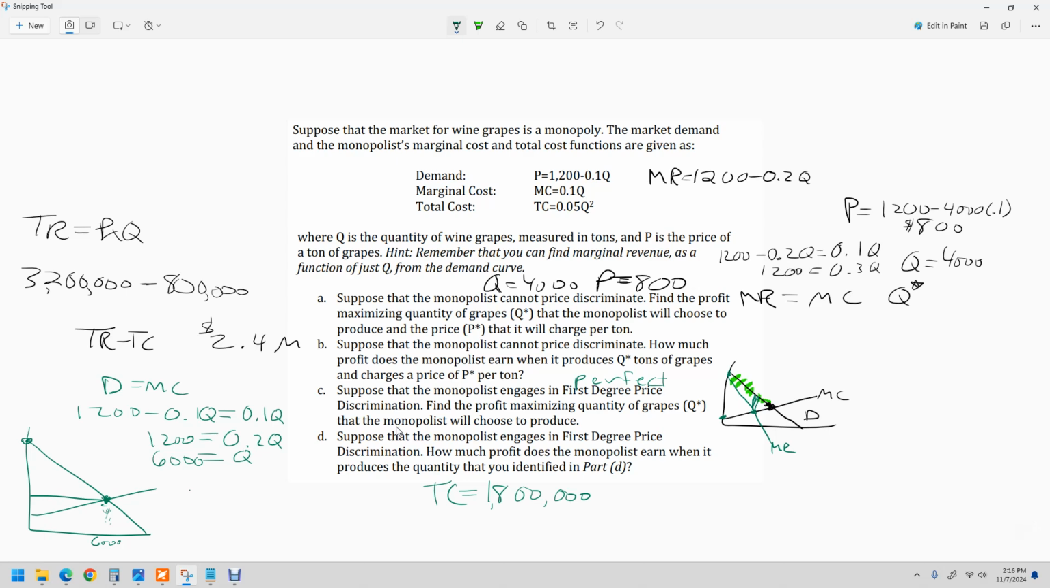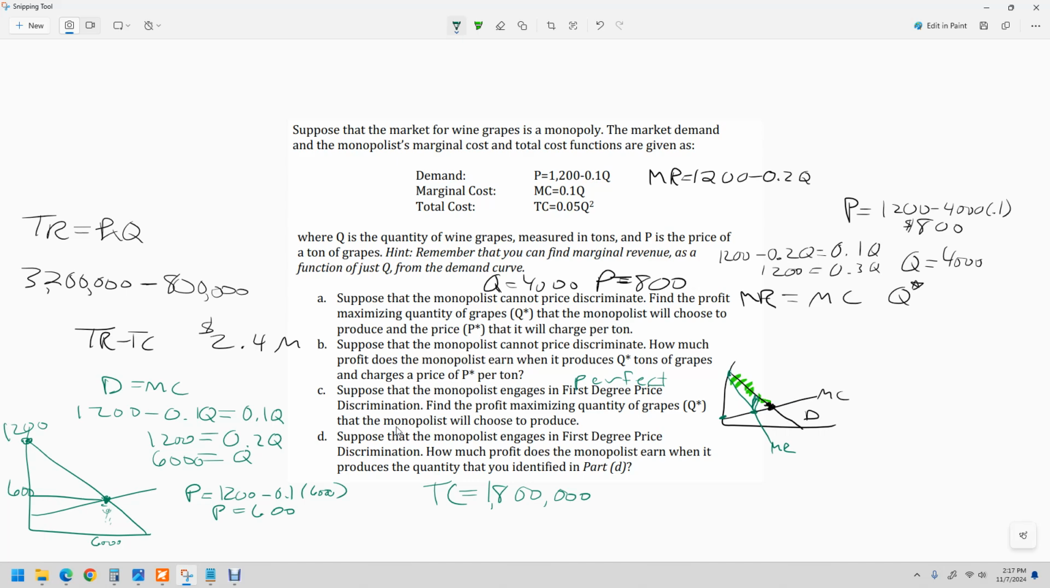Okay, so 6,000. So what is that price? It would be 1,200 minus 0.1 times 6,000. I think I can do this in my head. That would be 600. Price is also 600. So that's right here. That's 600 is that one. Then I want to know what this is. So this is where quantity is 0. So this would be 1,200.